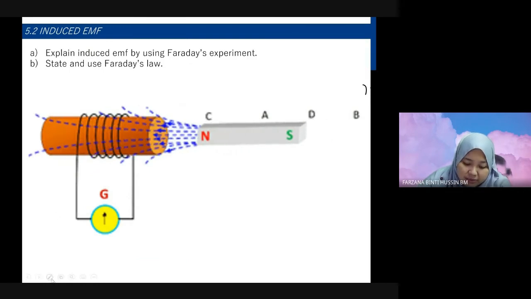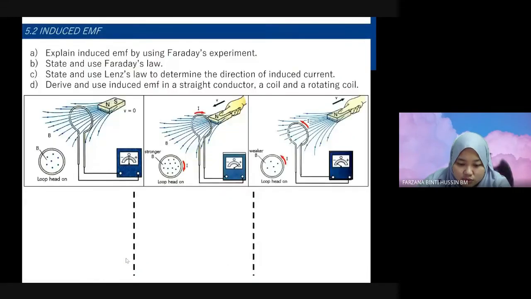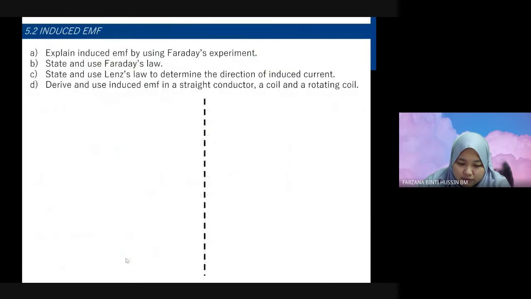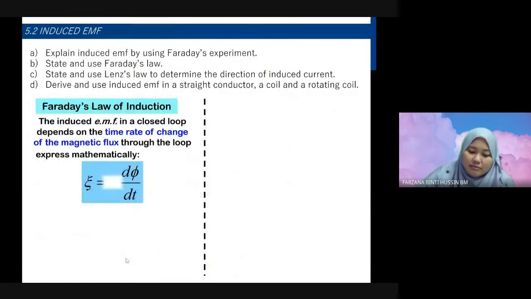Okay, so that means Faraday says induced EMF is equal to the rate of change of magnetic flux, because there is a change to the magnetic flux itself. Okay, and why is there a negative? The negative is a result of the study from Lenz's law.